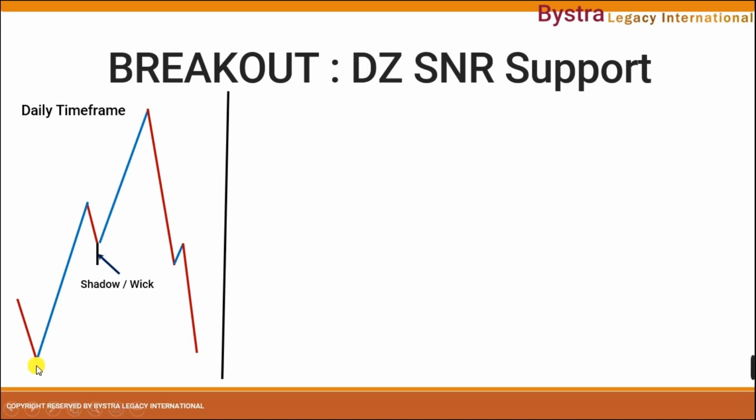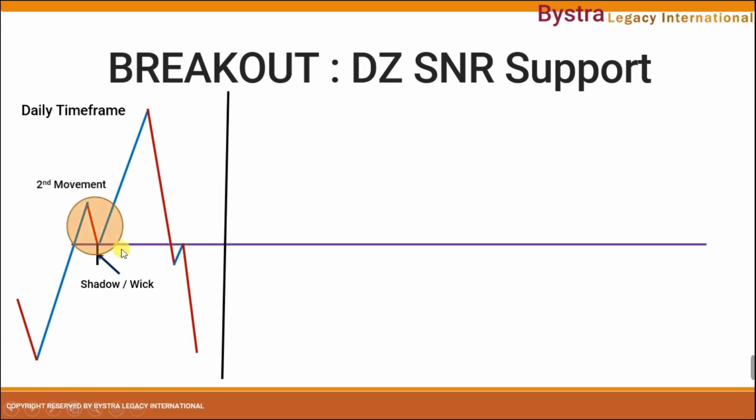In this case, the daily time frame has a support and a resistance, and we're going to see what happens when the price reacts at the second movement of the daily time frame. So we go to the line chart, then we mark our horizontal line, and then we mark our second movement. Next, we move to the candlestick chart and mark our zone from the edge of the support of the second movement all the way to the shadow or the wick of the candlestick. So this will be our danger zone SNR daily at the support of the second movement in the daily time frame.